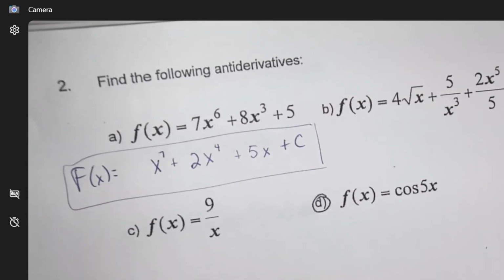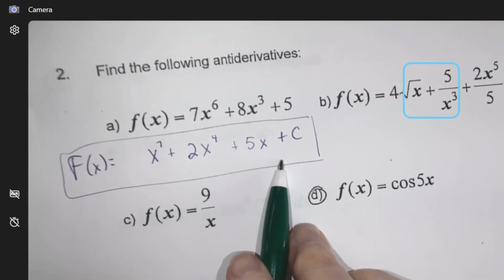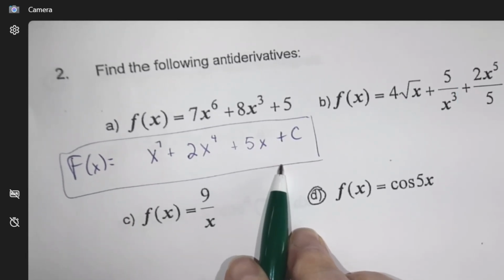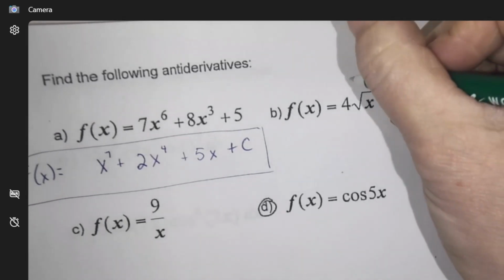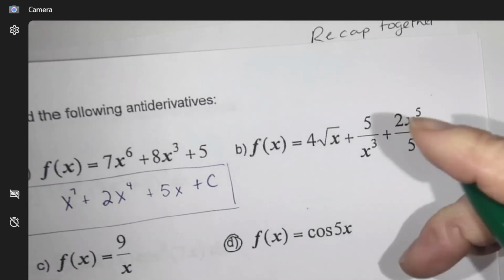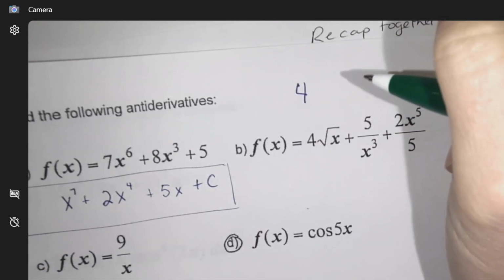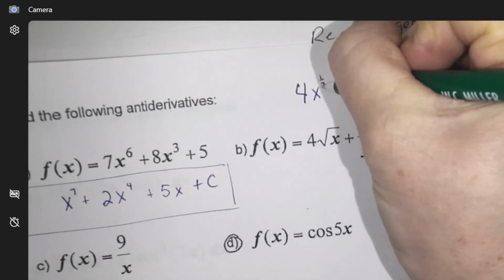Okay, here's something your brain is better at. You're better at deriving. You can take what you have here and derive it on the side, and you should get back to the question, right? Okay, I'm going to rewrite this whole question here. So I'm going to go 4, and then I'm going to change the square root of x to a 1/2.